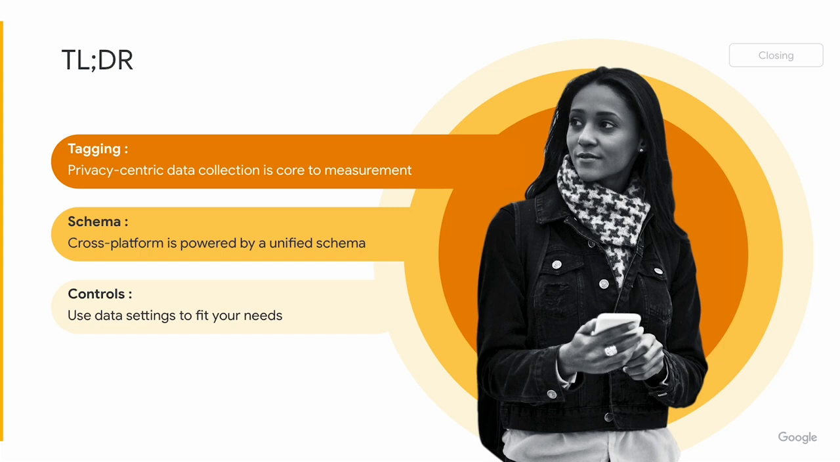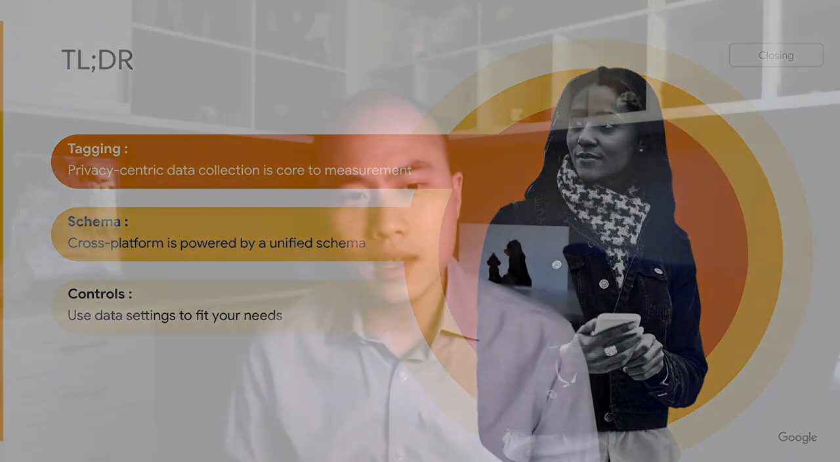And last but not least, GA4 was built with privacy in mind. So there are a ton of different data controls revolving around data retention, the types of identifiers that are collected. Those are all available to you at your fingertips, both through our admin tool as well as through various APIs on our tagging products. So that is a lot to cover, and I hope you found this video very useful.